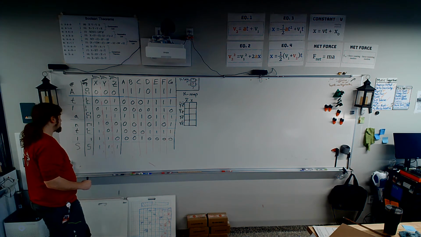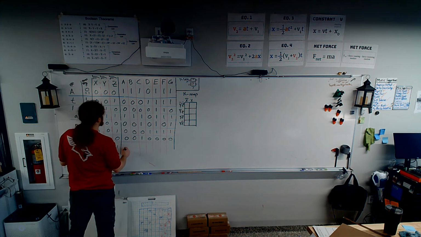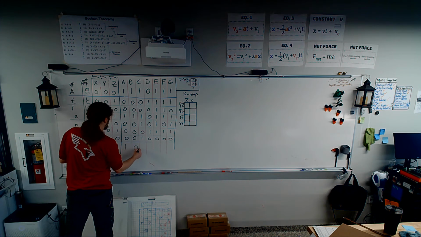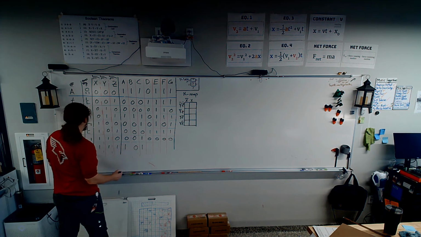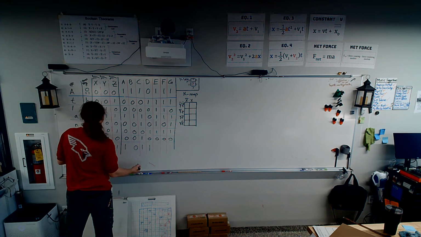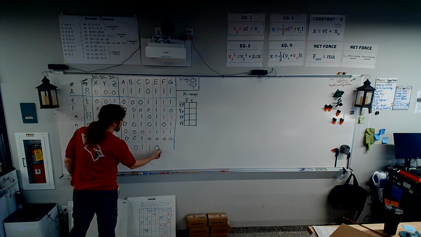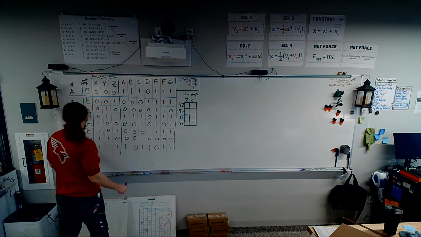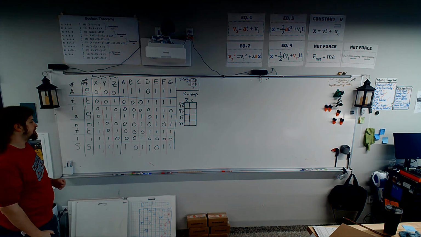My last one is an S for Atlantis. Segment A is going to be on. Segment B is going to be off. Segment C is going to be on. Segment D is going to be on. Ooh, segment E is going to be off. And then the last two segments are going to be on, F and G.